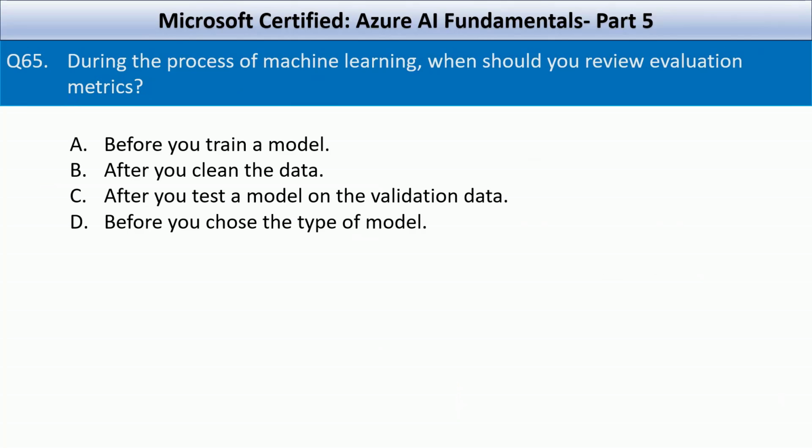Now, friends, evaluation metrics like accuracy, precision, recall, F1 score are used to assess how well your trained model performs. You can only calculate and review these after testing the model on a validation or test data set. Folks, metrics cannot be evaluated before the model exists, and cleaning helps quality, but evaluations should always be done after testing has been performed on validation data, which is why the other three options being talked about in the question are incorrect.